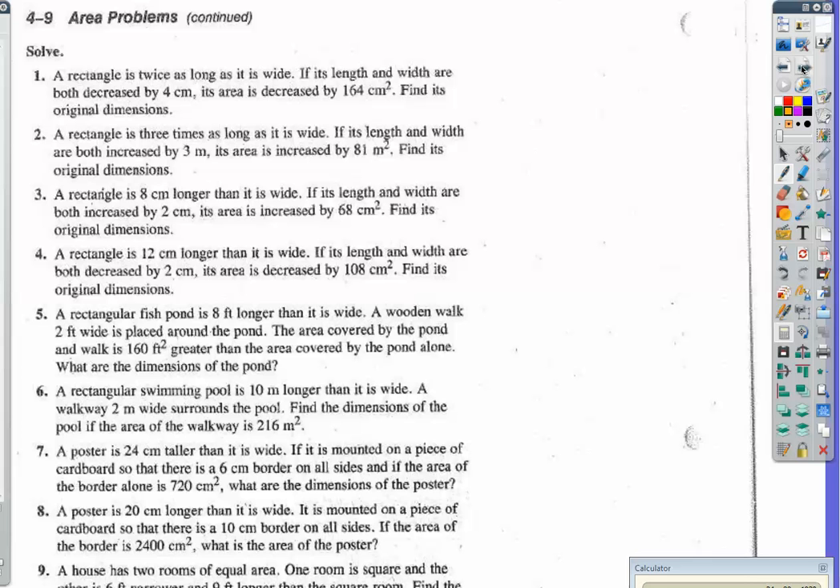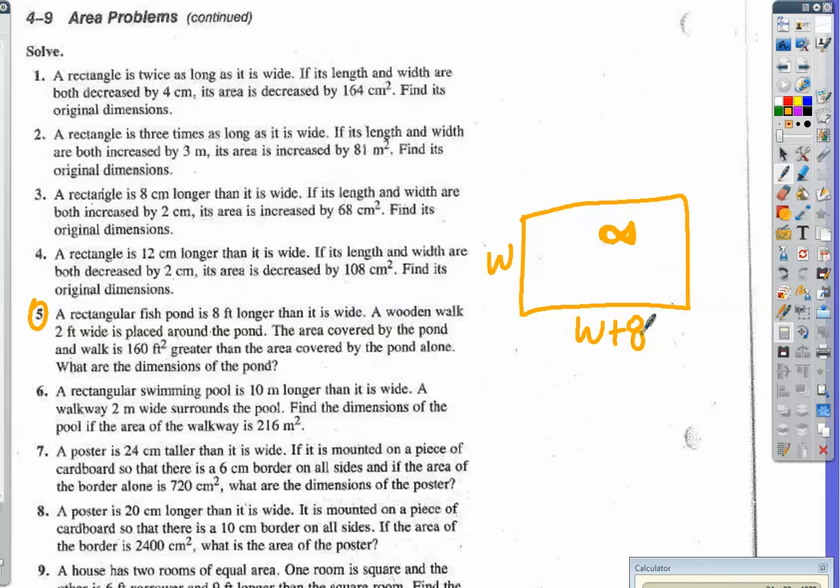A rectangular fish pond is 8 feet longer than it is wide. So I have a rectangular fish pond. Here's a fish. It looks like an infinity symbol. There we go, there's the fish. Goldfish, cheddar flavored. And so it says that the pond is 8 feet longer than it is wide. So if this is my width, this is w plus 8, because it's 8 feet longer, right?